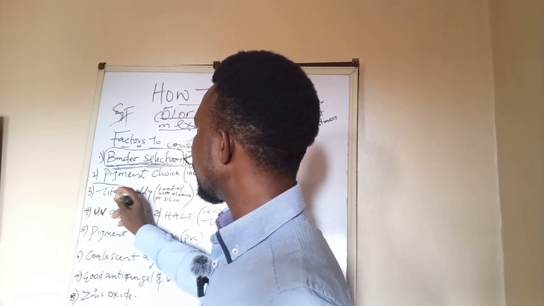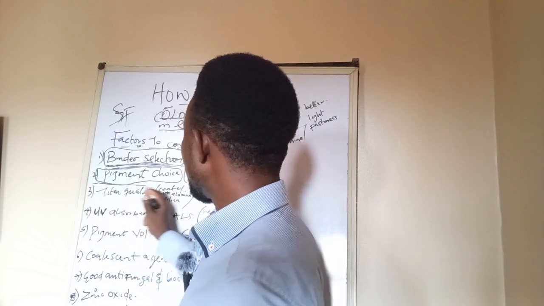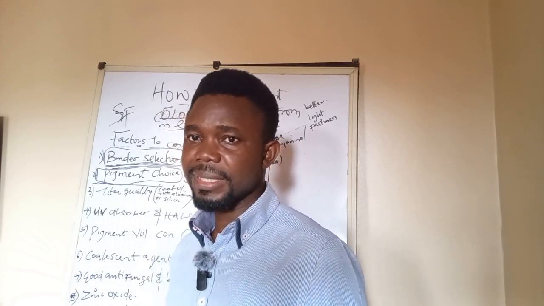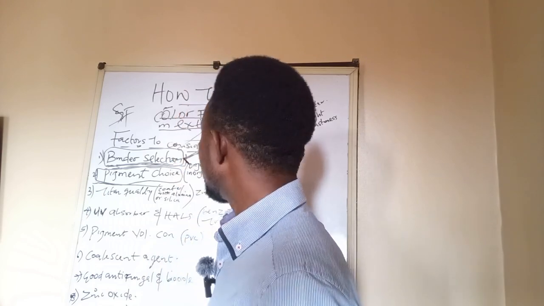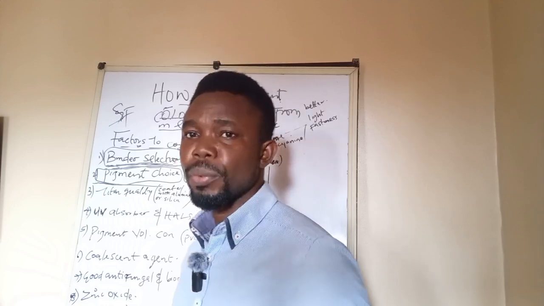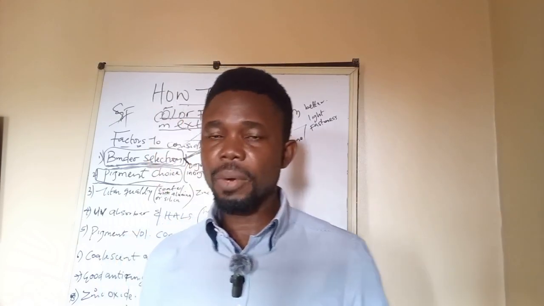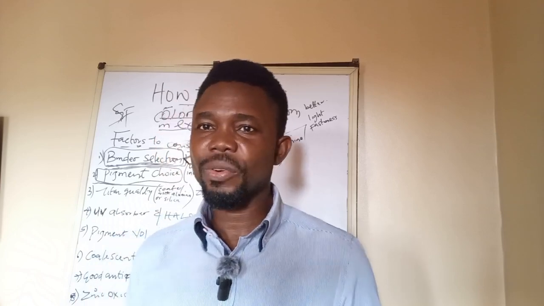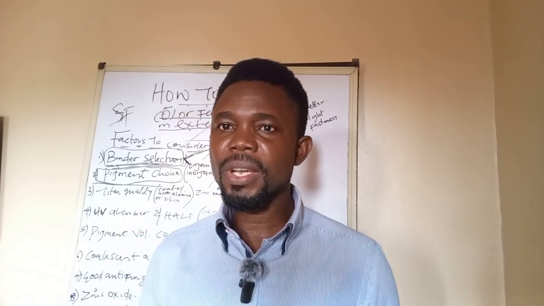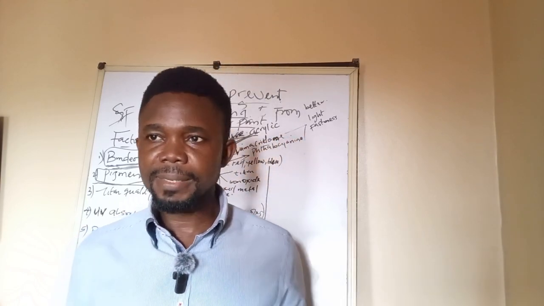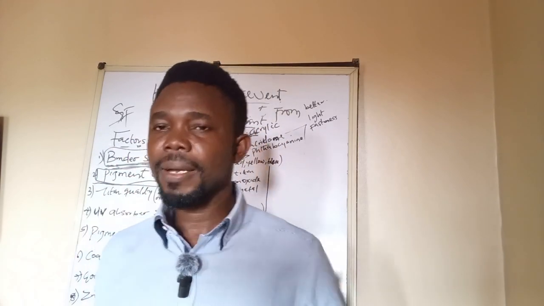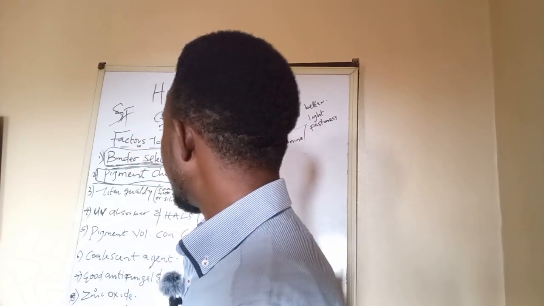The next thing we'll be talking about is pigment choice. Your pigment choice will determine whether the color of your paint will stand the test of time, or it will fade in no time. So it is common knowledge that when producing paint for exterior use, you want to go for inorganic pigments. What are inorganic pigments? They are pigments that are not produced from organic matter, so they can withstand UV degradation better than organic pigments.